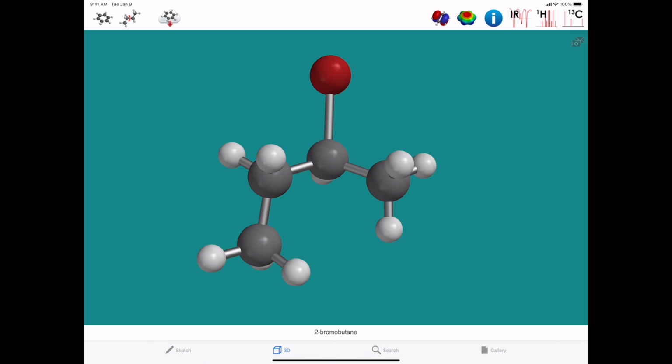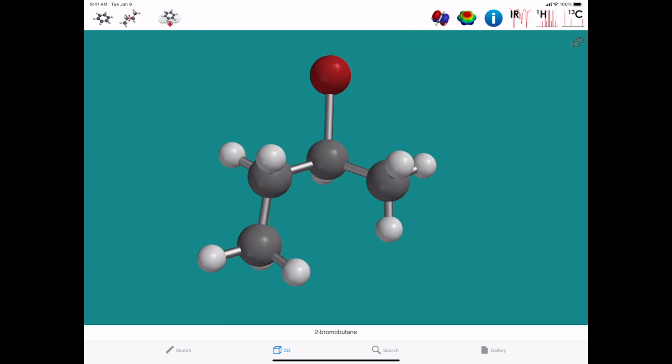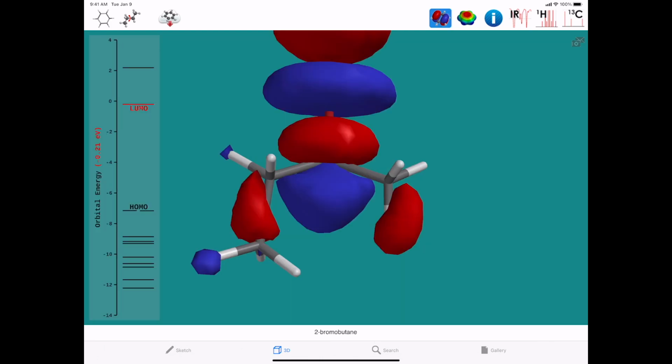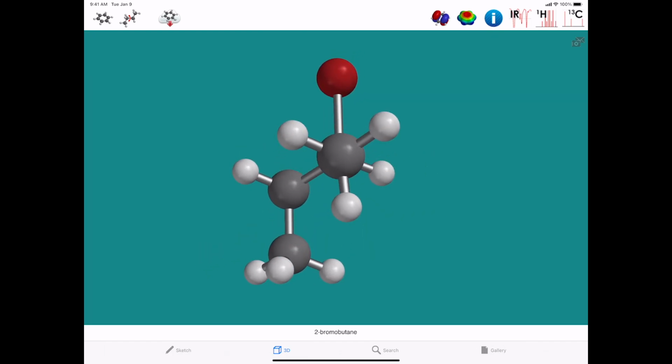And notice that some of the LUMO is on that beta proton. Also notice that the LUMO is not on all of the beta protons, just on that one. And that's the one that is anti to the leaving group. Okay? So, what's going on here? And remember that, right? LUMO's on a beta proton, but not on all of them, just on the one that's anti to the leaving group.